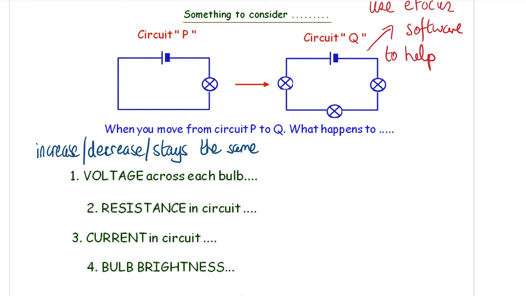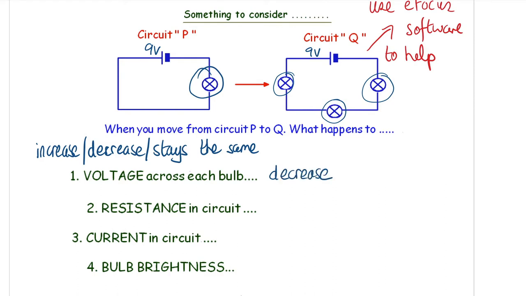When you go from circuit P to circuit Q, what's the difference? Well, there's two extra bulbs added. So how does that affect the voltage across each bulb? This is recapping back to lesson 2. And what you should remember is the voltage is split up between the bulbs. So let's say there's 9 volts across that battery. In circuit P, you'd have 9 volts across this bulb. However, here, these three bulbs would have 3 volts each, because the 9 volts is divided between the three bulbs. So the voltage across each bulb is going to decrease.